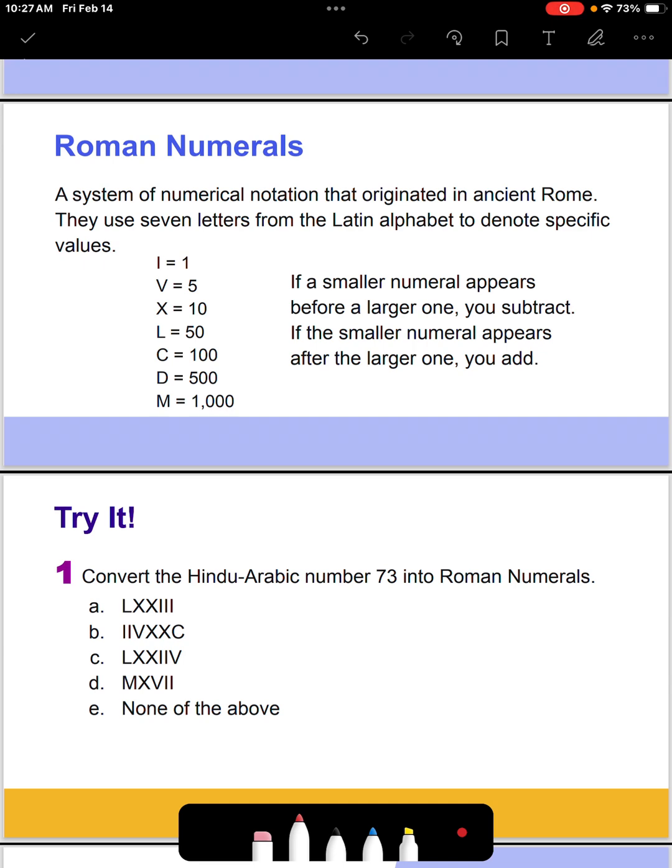Now, there are actually 2 rules that we need to understand when we're dealing with Roman numerals. And they're listed right here. Here's the first one. Take a look at that real quick.